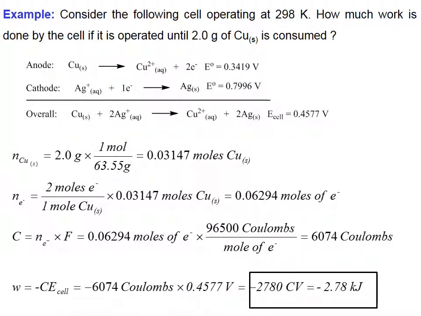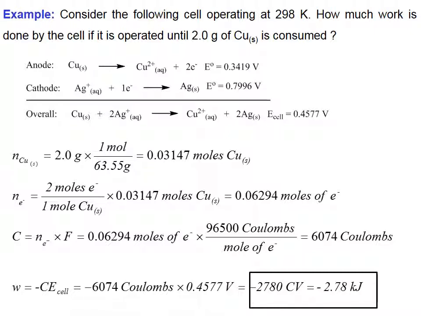So here it is. How many moles of copper are going to be consumed? 2 grams times 1 over the molar mass, 0.03147 moles of copper. And for every mole of copper, I generate 2 moles of electrons. So the amount of charge that's going to be transferred will be my number of moles of electrons, which is 2 times my number of moles of copper, or 0.06294 moles of electrons, multiplied by Faraday's constant, 96,500 coulombs per mole.